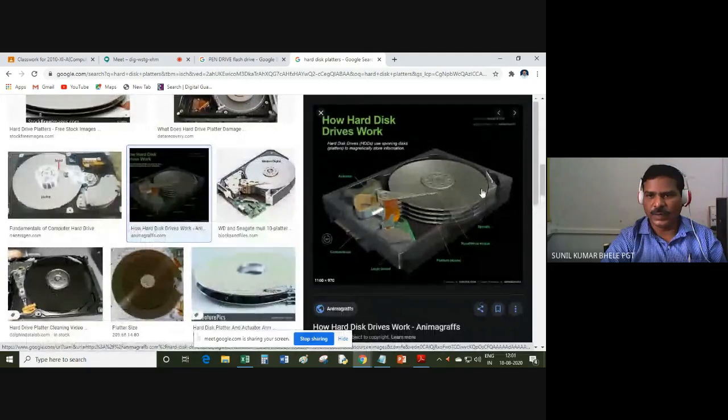You can see there are plates of disk 1, 2, 3, 4, and the read-write heads mounted over this hard disk, 1, 2, 3, 4, 5. 5 read-write heads are there, and those heads move to and fro over this hard disk to read and write the data over the hard disk. So these plates are called platters.